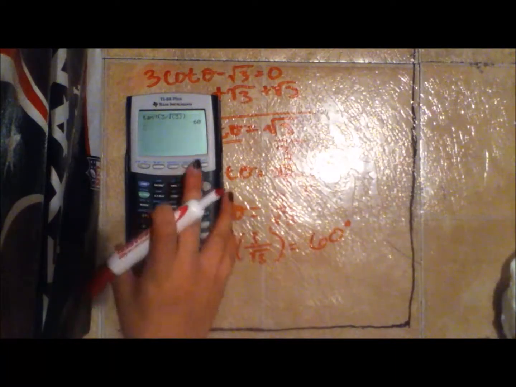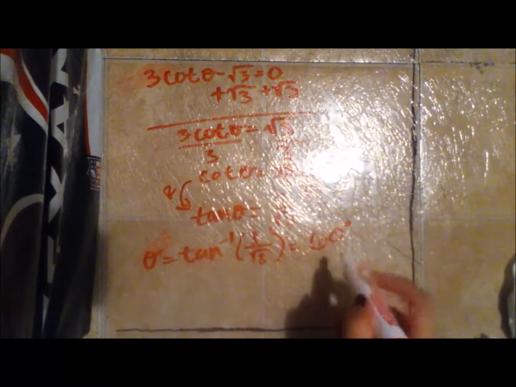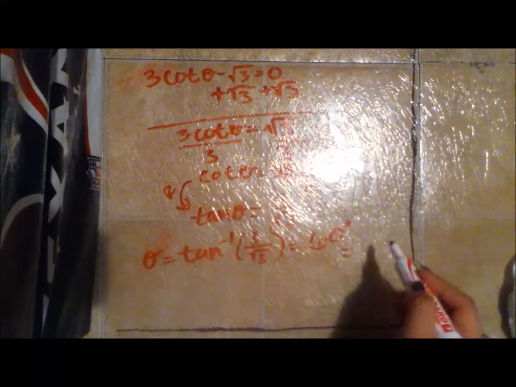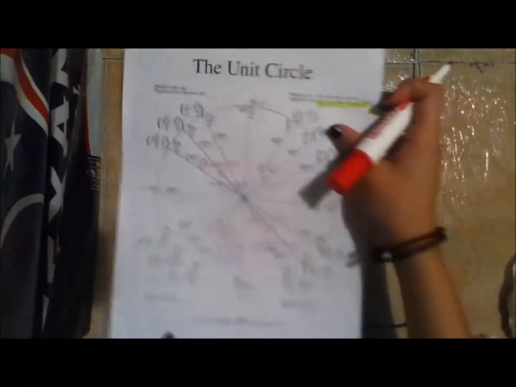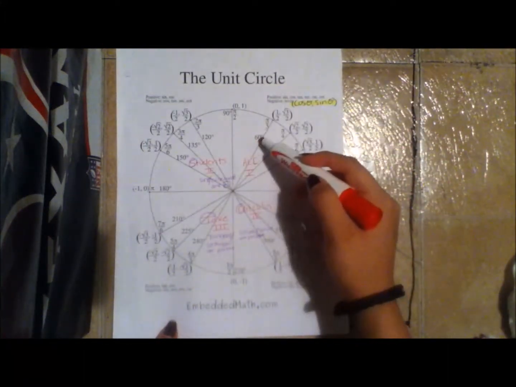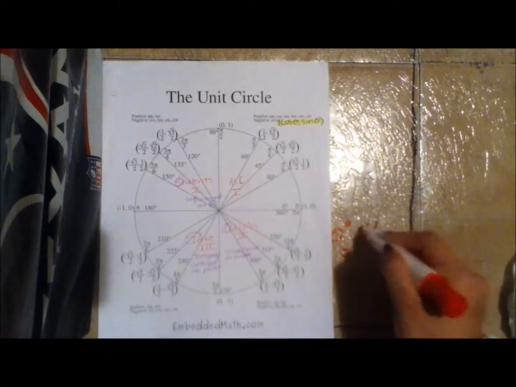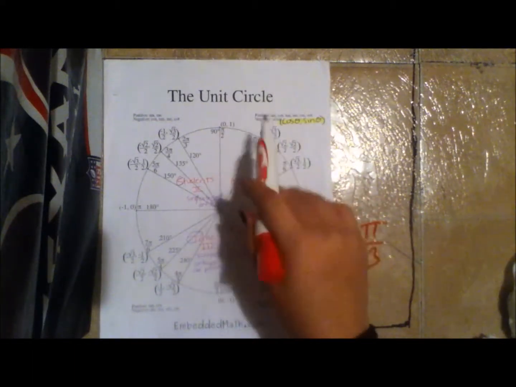Remember that after you get the degrees from tangent, you only have one answer so far. If you refer back to the unit circle, you will see that 60 degrees is pi over 3, but that's only one answer. So we're missing the second answer for this problem. To find the other answer, we're going to use the unit circle.